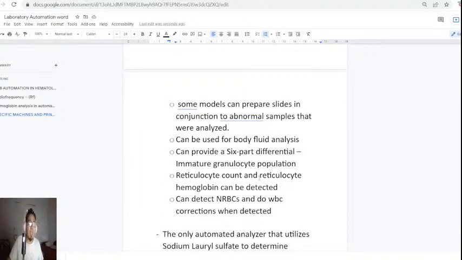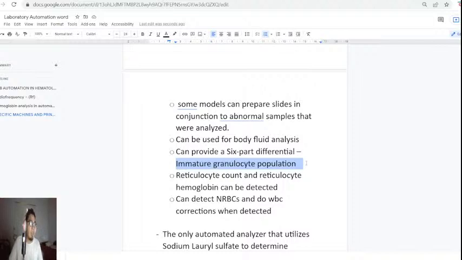Alright? 6-part differential. So, ano yun? Bakit may 6-part? Akala ko hanggang 5 parts lang. Because the 6th part is the immature granulocyte population. It's measuring the immature granulocyte populations. Okay? So, doon na papasok sila mga, si band cells natin. Magpa-flag na siya na, oy, may band cell na nakita.